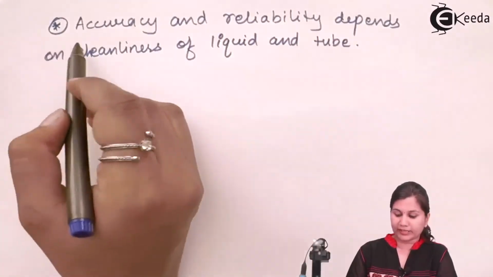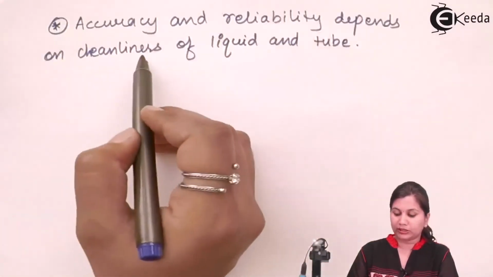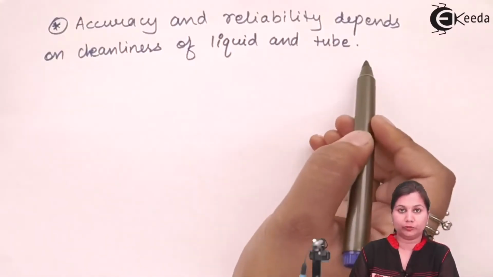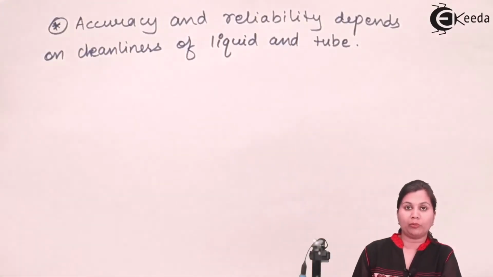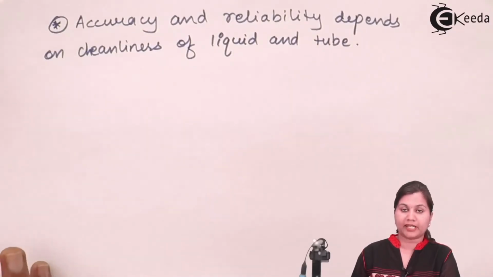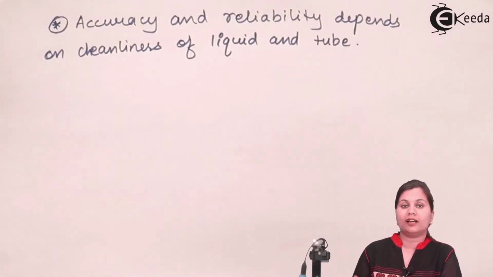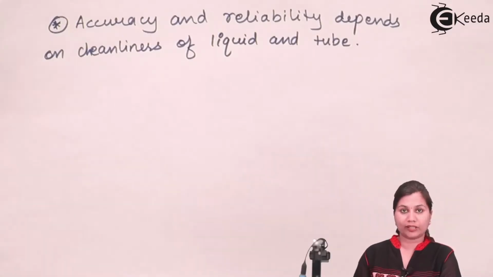Another disadvantage is that the accuracy and the reliability of this method depend on the cleanliness of the liquid and the tube, that is, how we are cleaning the tube and how we are maintaining the tube. If the tube is not clean and not properly maintained, then the instrument is not going to give us the correct reading. Its accuracy will also decrease and its reliability will also decrease. So these are the disadvantages of this method.